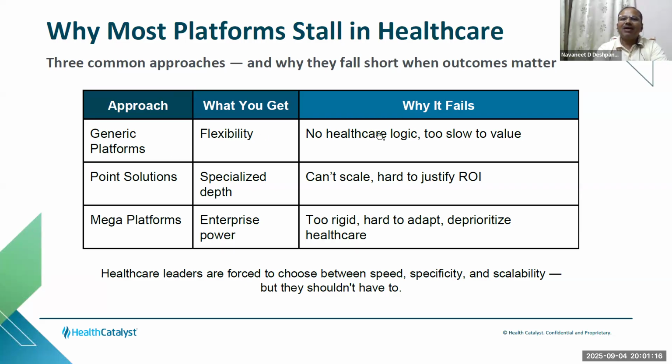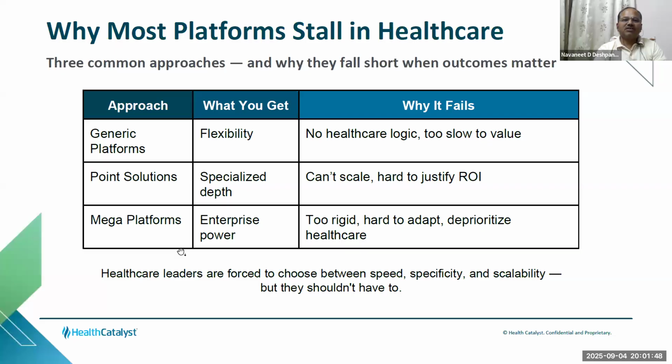So why did it fail? Because there is no healthcare logic, and it is too slow to value. There is hardly any value addition happening in generic platforms. The second approach is point solutions. They have specialized depth in every specific kind of critical care, but they cannot scale or enlarge just because it's profitable. It's hard to justify return on investment in this approach also. The return on investment is not optimum.